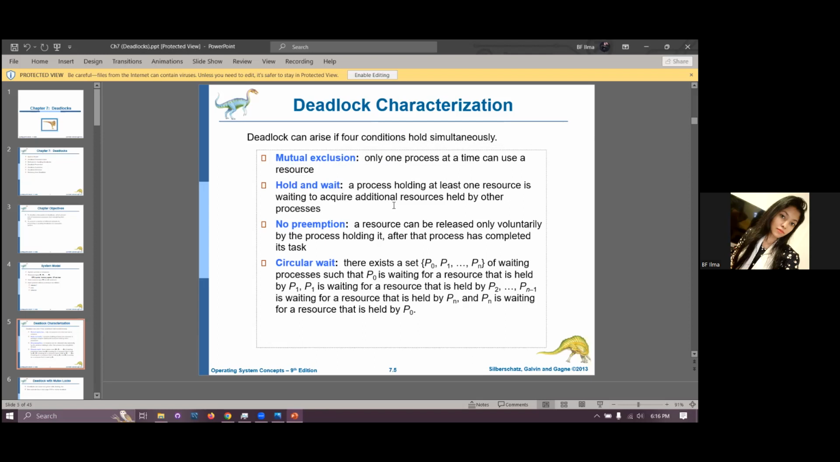The other one is no preemption, which means a resource can be released only by the process holding it. And the other is circular wait, which means something like this: P0 waits for P1, P1 waits for P2, and so on, and then Pn waits for P0 to finish. So it's kind of like a circle.